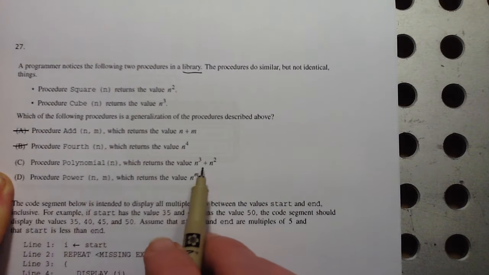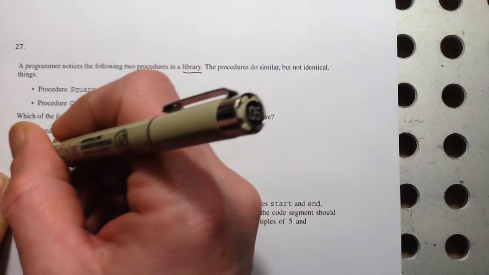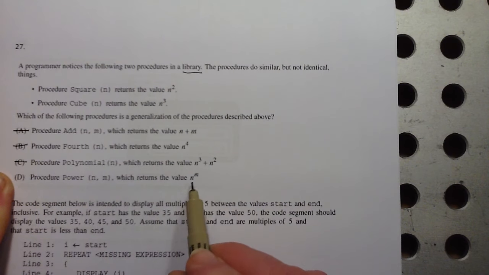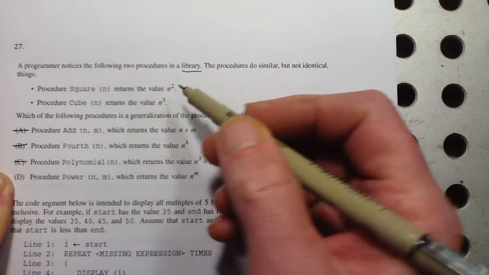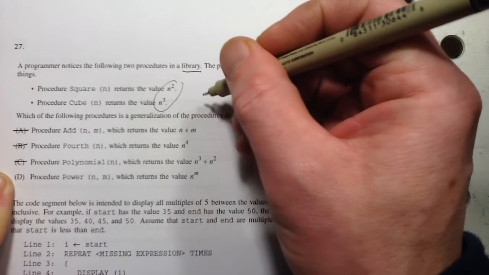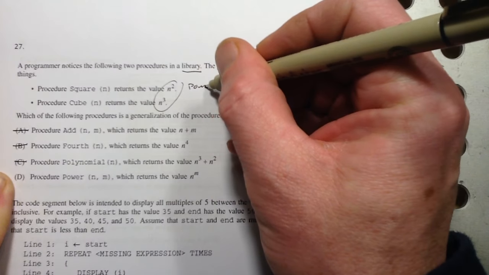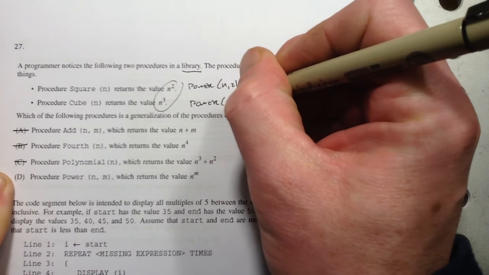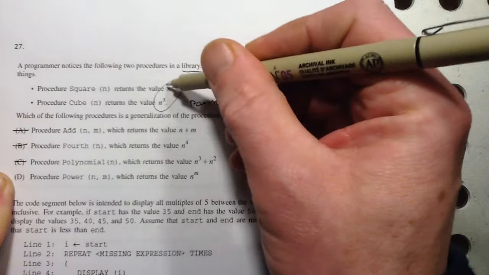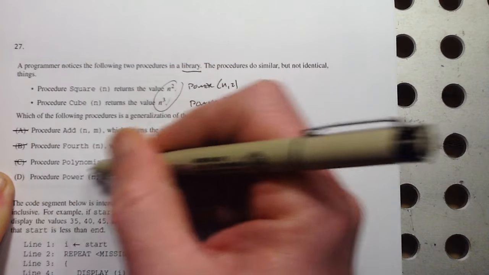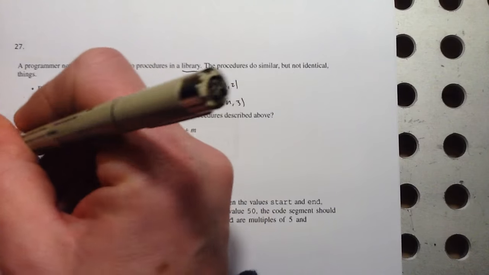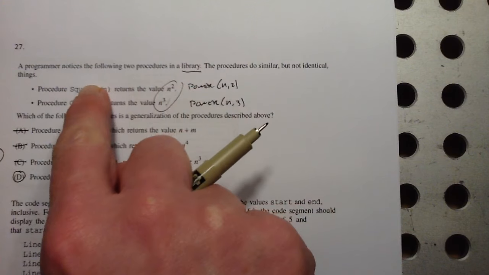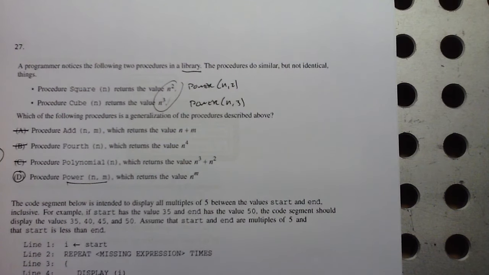Procedure polynomial, no, adding those together, that's not a generalization of that. Procedure power n m, which returns the value n to the m. That would generalize these because you can do either one of these. This would be power n comma 2, and this would be power n comma 3. So both of those could be done with this procedure here. So that's like a generalized one that just takes a number and raises it to any power, not just 2 or 3, but anything you want.